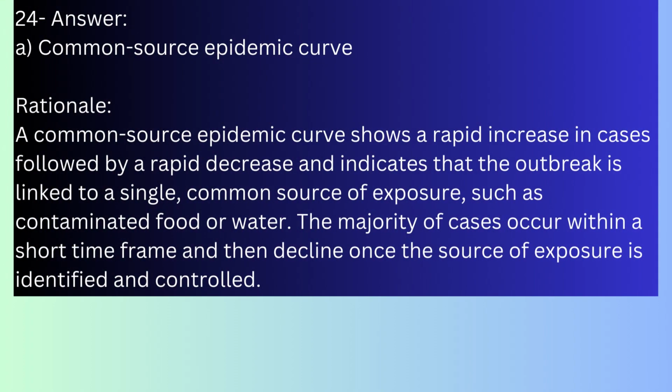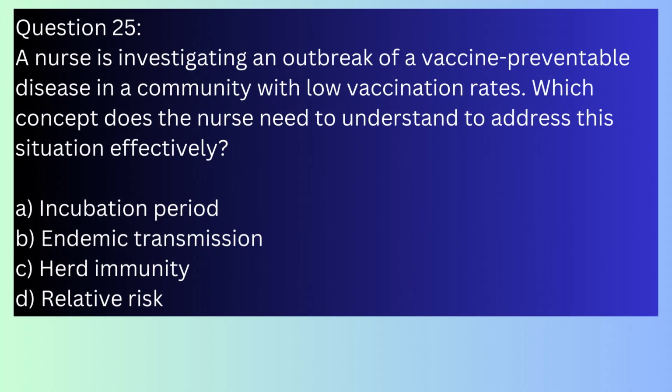Common source epidemic curve. Rationale. A common source epidemic curve shows a rapid increase in cases followed by a rapid decrease and indicates that the outbreak is linked to a single common source of exposure, such as contaminated food or water. The majority of cases occur within a short time frame and then decline once the source of exposure is identified and controlled.